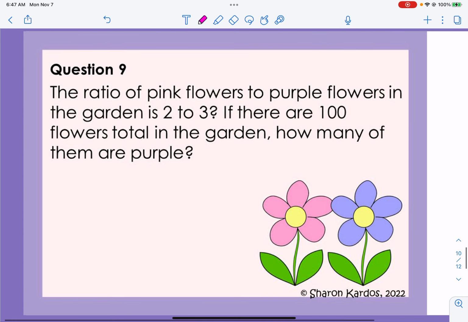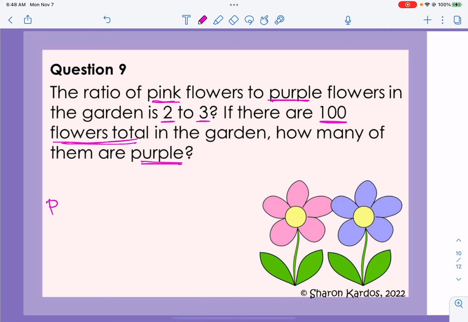All right, and the last problem I'm going to talk about really quick that you guys seem to have trouble setting up was question number 9, the one about the flowers. It says the ratio of pink flowers to purple flowers in the garden is 2 to 3. So we have pink and we have purple. So the pink is going to be 2, the purple would be 3. And it says if there are 100 flowers total in the garden, how many of them are purple?